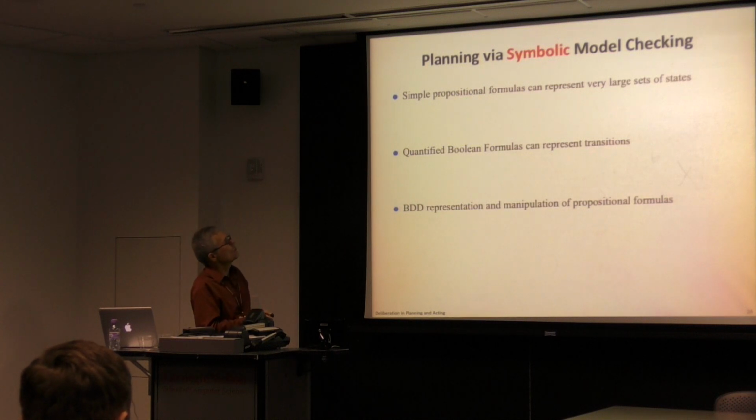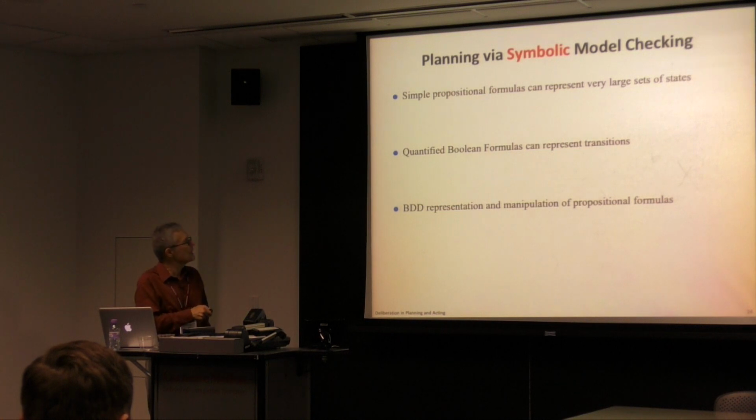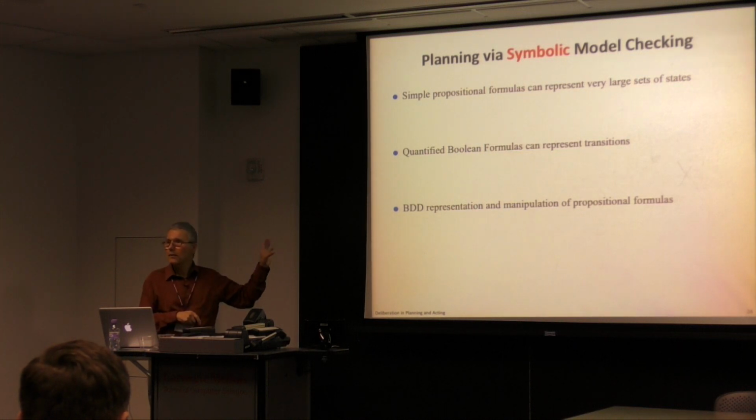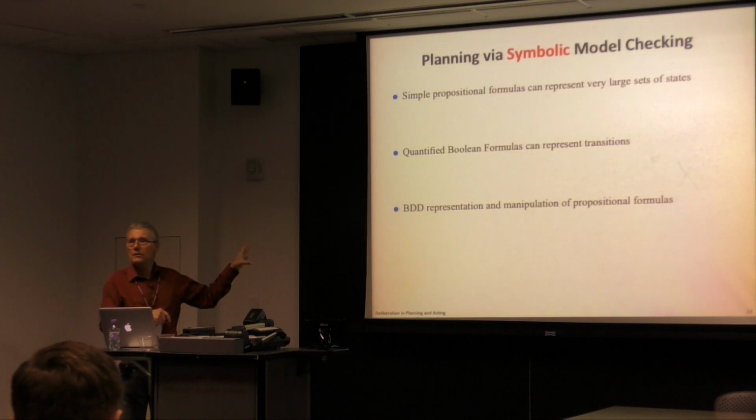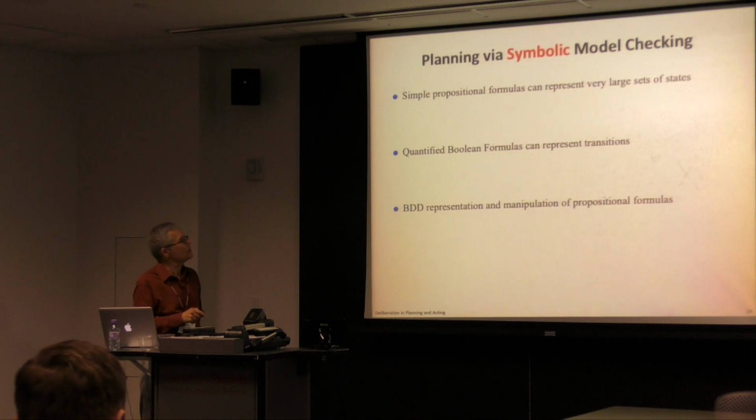And state transitions can be represented by quantified Boolean formulas. Binary decision diagram representation can be used in order to represent this stuff and manipulate it. And there are some well-known planning algorithms that work this way. Okay? I'm not going to go into the details. I just wanted to let you know that it exists.